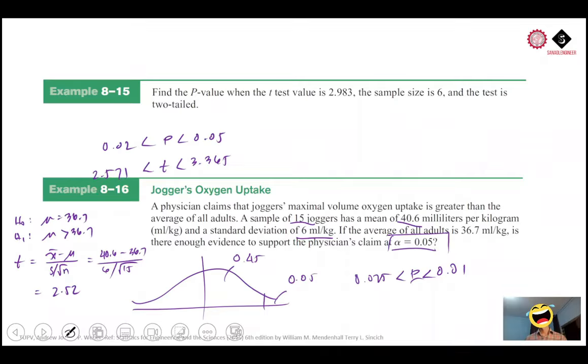It doesn't matter how much it is less than 0.01. This is enough, because 0.01 is less than 0.05. Therefore, the p-value falls in the critical region. Therefore, we have to reject the null hypothesis. The average is indeed greater than 36.7, greater than the average of all adults, the joggers.